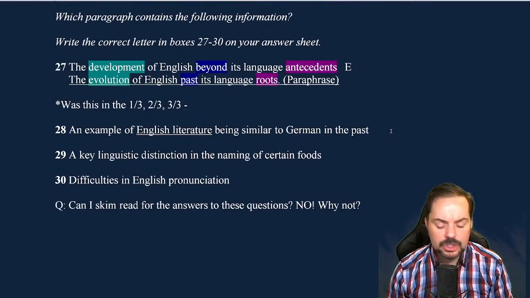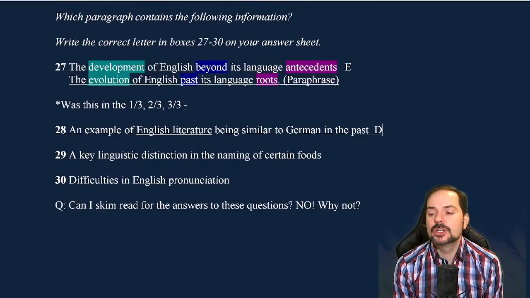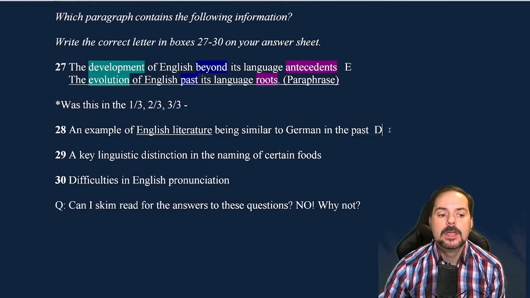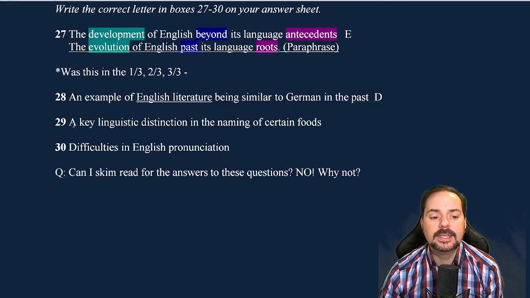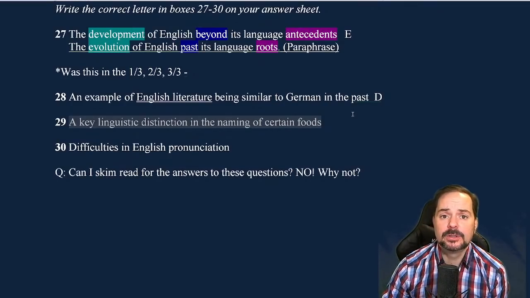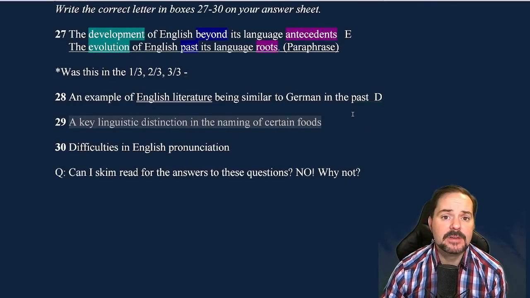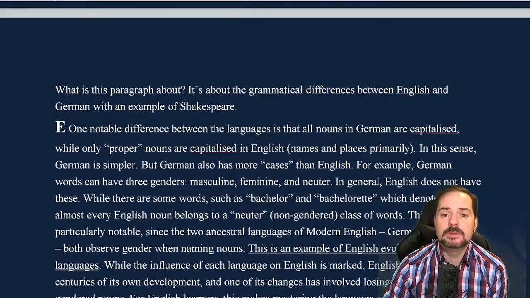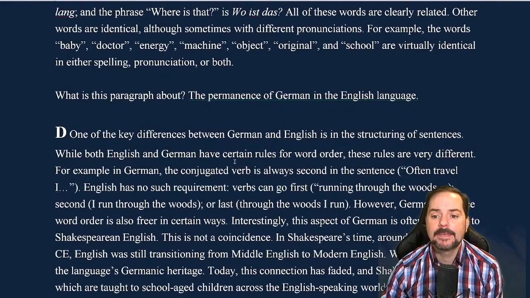Students, when you're doing a good job in IELTS reading, it shouldn't take you a really long time to answer these, okay? Number 29, a key linguistic distinction in the naming of certain foods. Okay, I think that came before D, so that was about when you're talking about beef and fish and such. So let's look just before D.